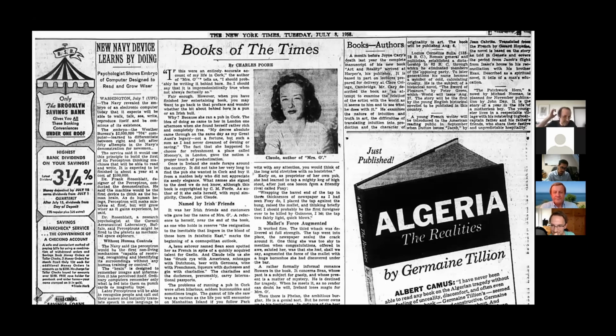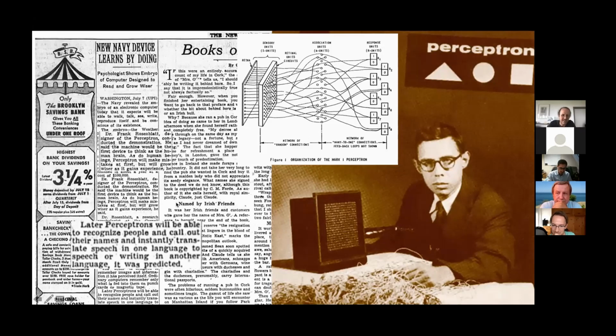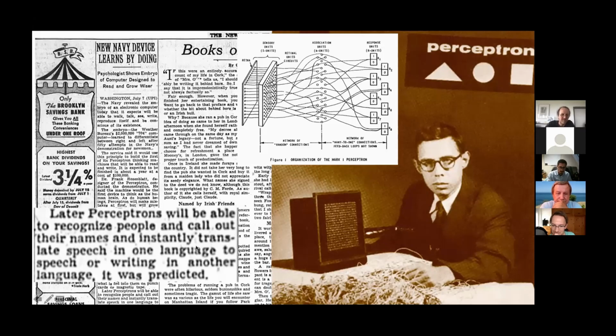And I don't know if Asimov read the New York Times. Plausibly, he might have, because he lived in New York for quite a while. He may have seen this article, which appeared just 7 years later, and it reported on a new machine called the perceptron. And this guy here, Frank Rosenblatt, he demonstrated that the perceptron can actually learn from experience and grow wiser as it gains experience. So it learns from data. And he predicted that later perceptrons would be able to recognize people or even translate speech. It sounded fantastic, I assume. And in hindsight, it was probably the birth of machine learning.